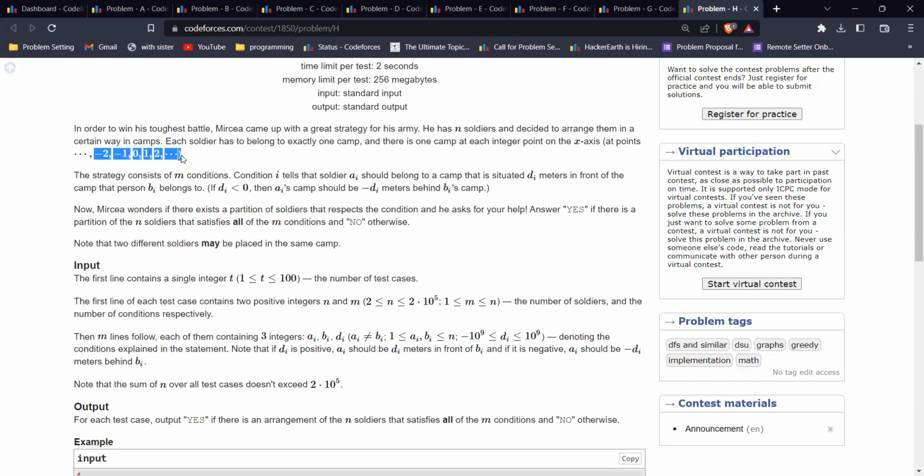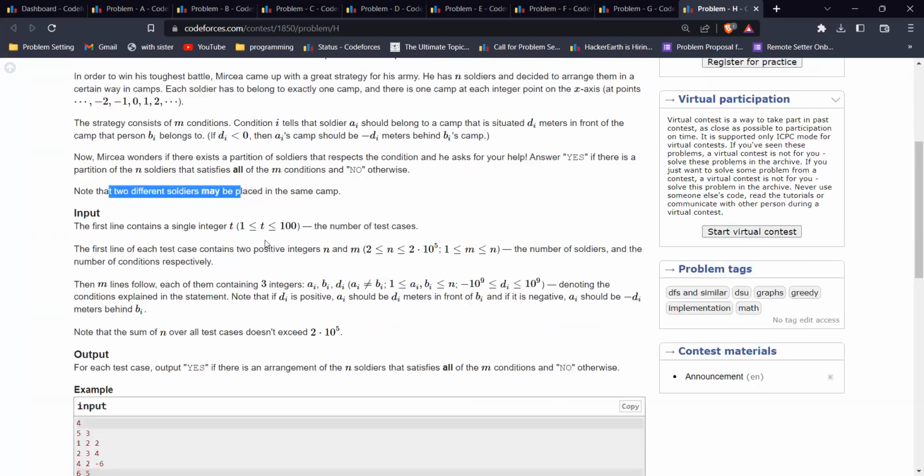Now, Mirkia wonders if there exists a particular partition of soldiers that respects the conditions that he requires, and he asks for our help. We have to output yes if there is a partition of n soldiers, otherwise we have to output no. And we can put more than 2 soldiers in one camp.